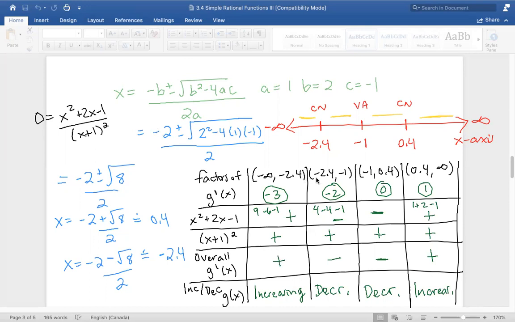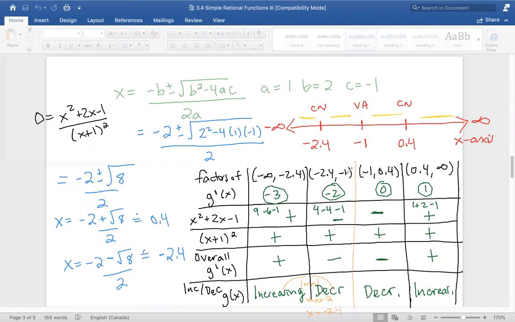So again, what is happening here at the -2.4? If I look up above, that's a critical number. So if that's a critical number and I'm increasing and then I'm decreasing, then I have a local max. So again, I'm trying to fit this in, guys, sorry. I have a local max at x equals -2.4. A max at x equals negative 2.4. Here, I'll just do that.